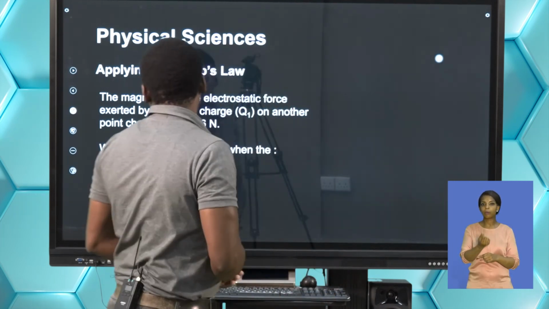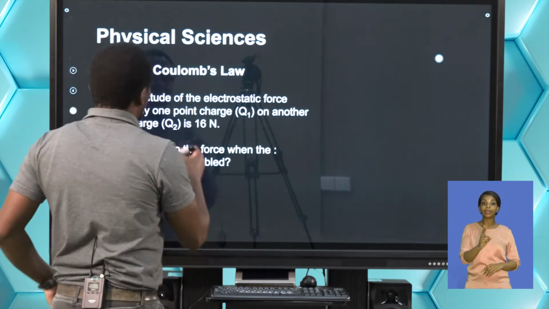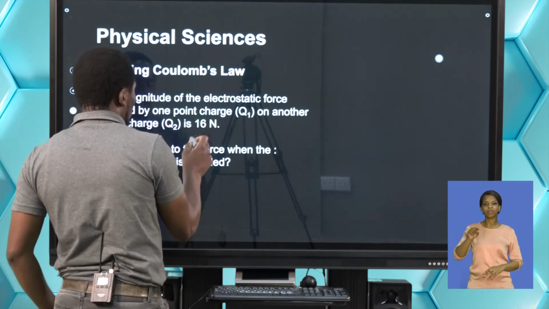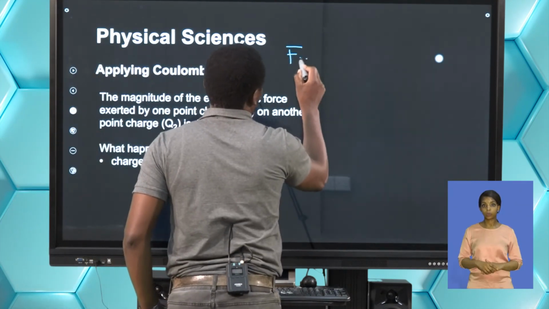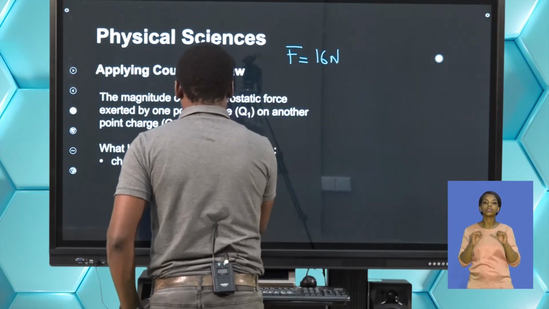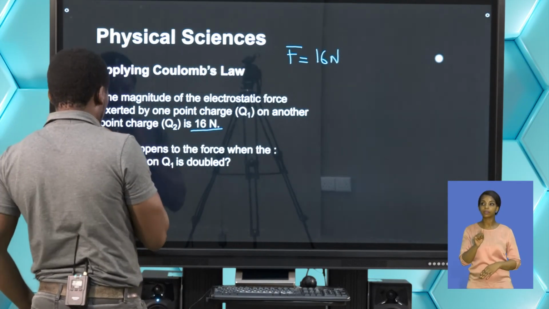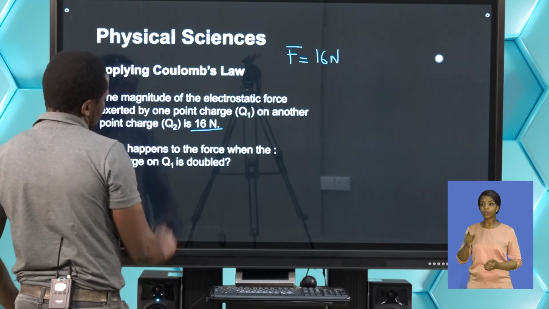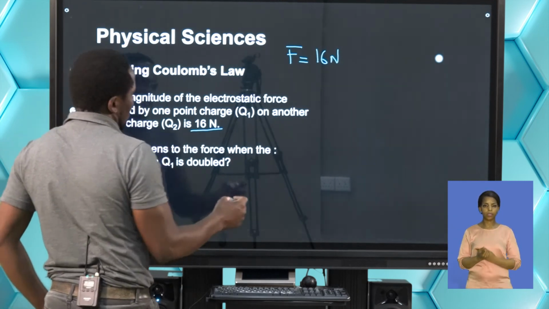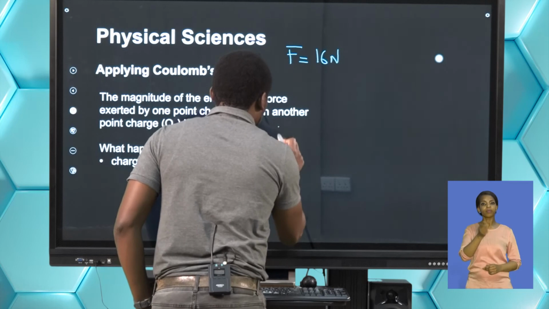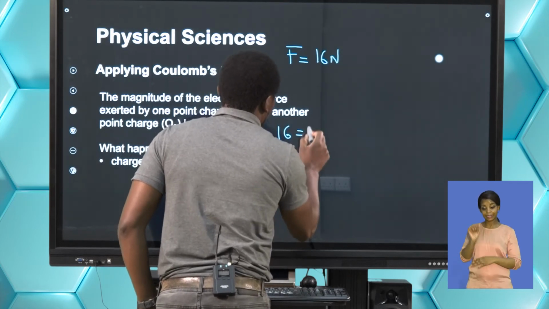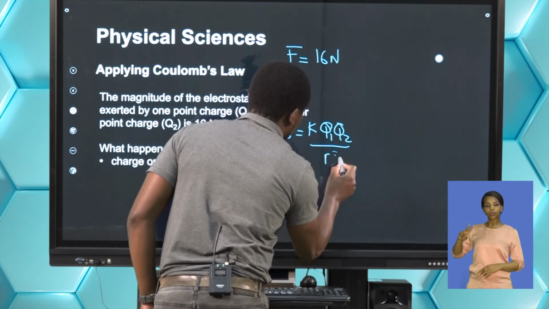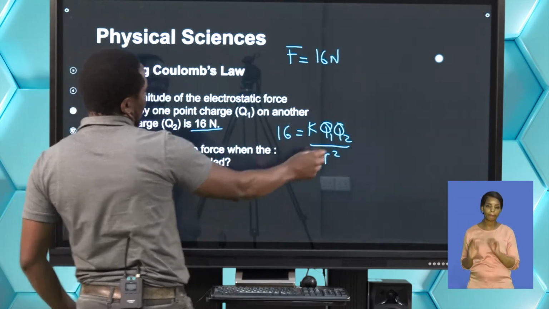And then again, here it says as an example, the magnitude of the electrostatic force exerted by one point charge, Q1, on another, Q2, is given as 16 newtons, okay, right? Now, what happens to the force when the charge on Q1 is doubled? Now, if we double Q1, it means that 16 newtons is equal to K Q1 Q2 over r squared, whatever Q1 and Q2 are. The assumption here is that we keep the distance the same.